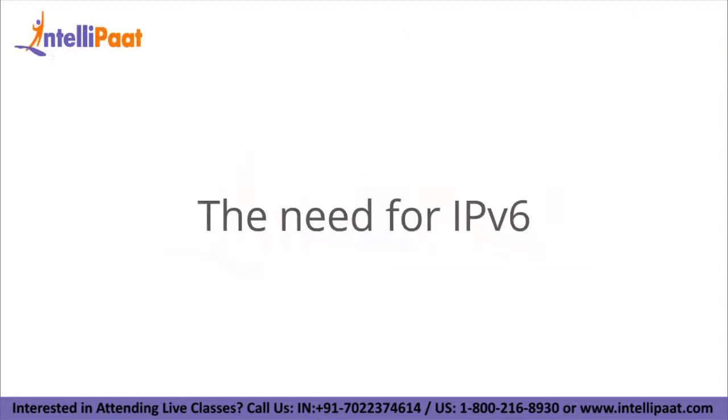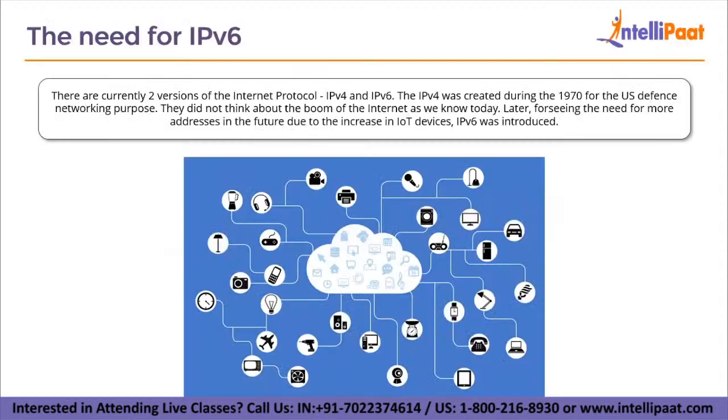Alright, now let us move on to the next topic, that is why there was a need for IPv6 when we already had IPv4 in use. There are currently two versions of the Internet Protocol, IPv4 and IPv6. IPv4 was created during the 1970s for the US defense networking process, and they did not think about the boom of the internet as we know it today. Later, foreseeing the need for more addresses in the future due to the increase in IoT devices, IPv6 was introduced. The IPv6 adoption rate globally is around 34%, but in the United States it's about 46%.